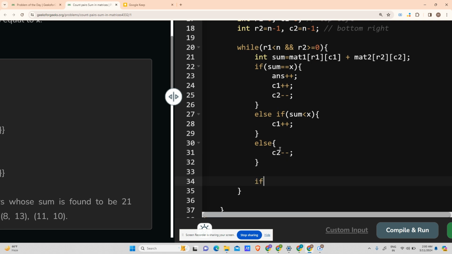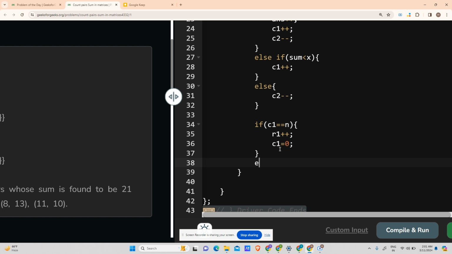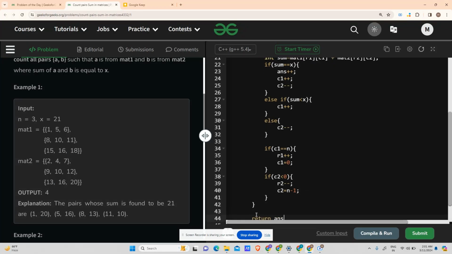Now, I will handle the cases of increasing and decreasing the row number. So now, if C1 equals n, that is, I have reached the end of that particular row, R1 plus plus and C1 equals 0. Any problem, guys? No? Okay. Then, not else, only if C2 is less than 0, that is minus 1, in that case R2 minus minus and C2 becomes n minus 1. I don't think there should be any problem in visualizing what is happening. And at last, return your answer.